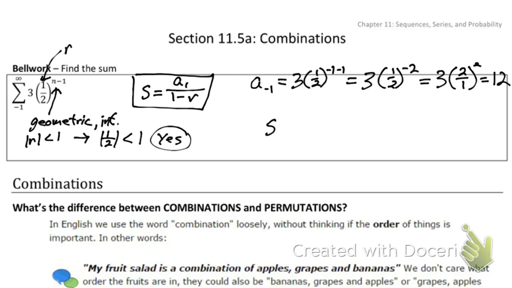So the sum is going to equal 12 divided by 1 minus your R value, which is 1/2. That is 12 over 1/2, which is 12 times 2, which is going to equal 24. Your correct answer should have been D, 24.